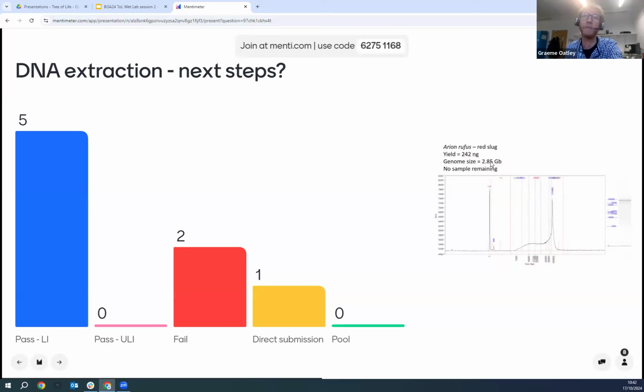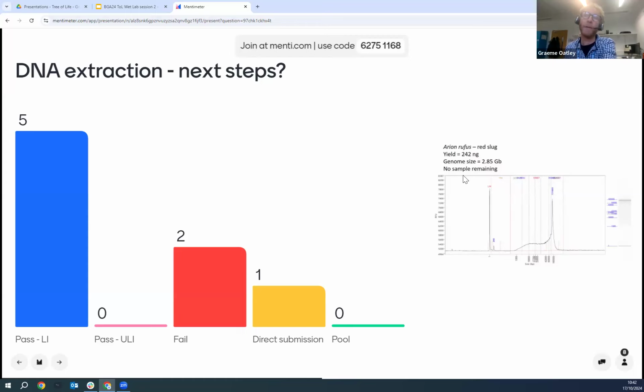And especially with a large genome, you need quite a lot of DNA to get coverage for your genome. The same with the direct submission. Even if you were able to shear that down and do a direct submission, you'd still not have enough DNA to get a good sequencing run. So unfortunately, we'd have to class this as a fail. Ask if the sample can be recollected for us, so that we can try again.